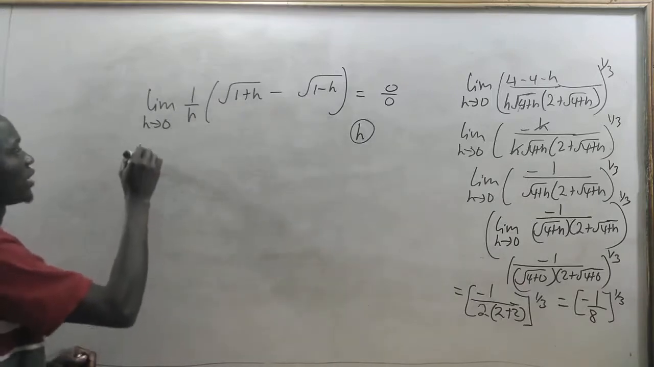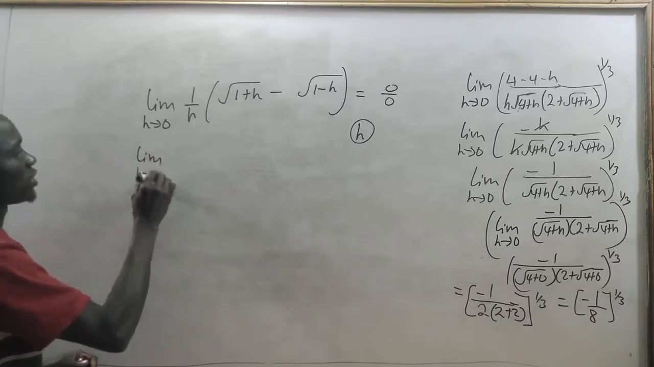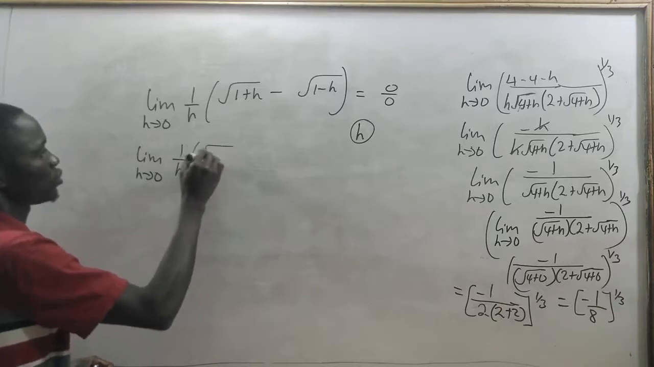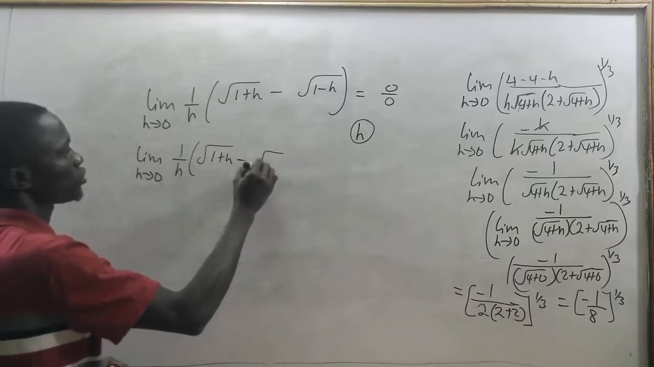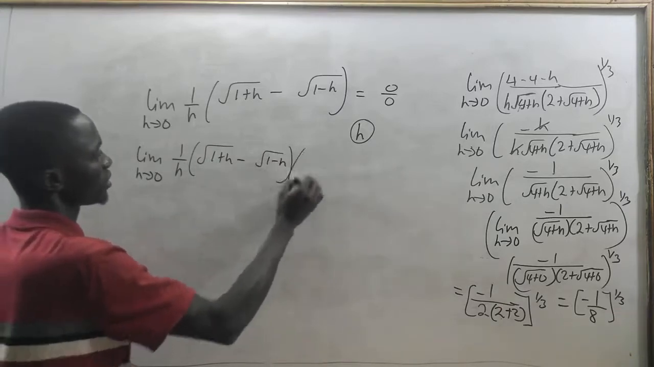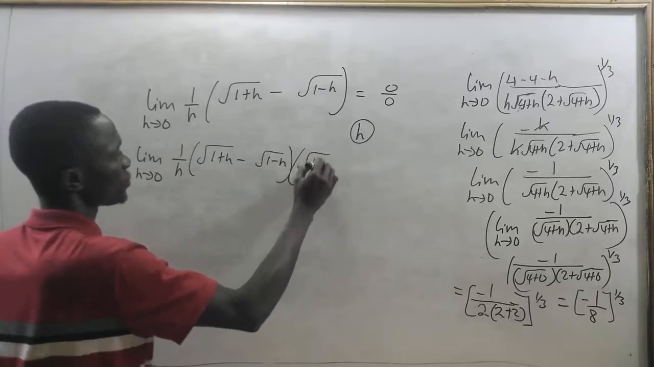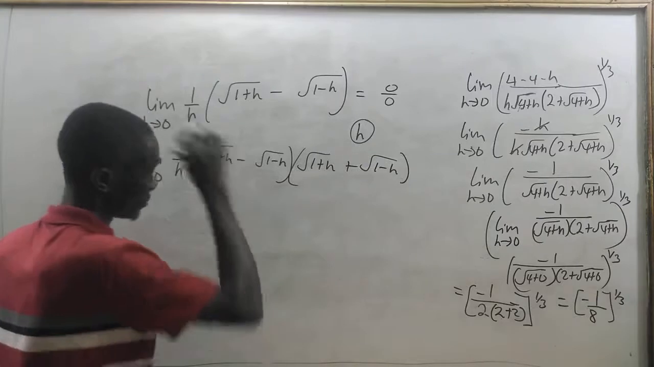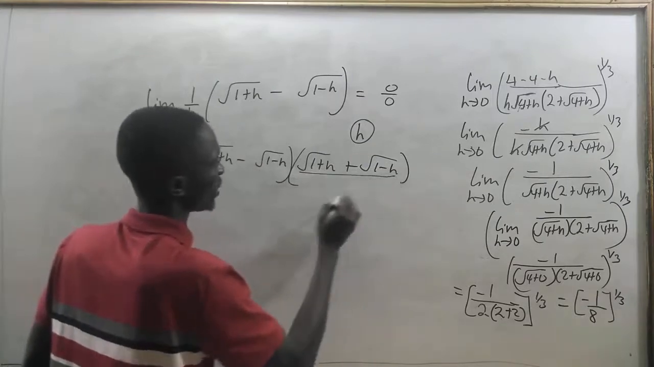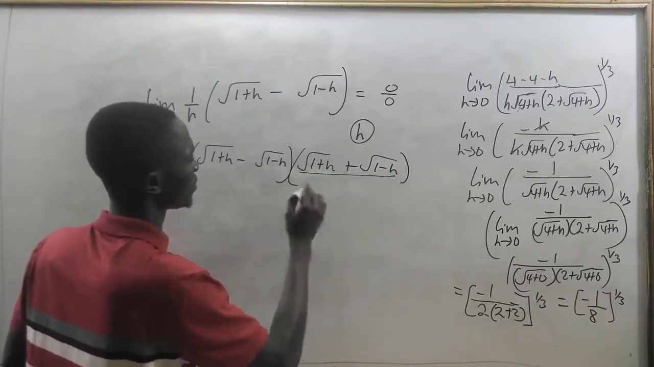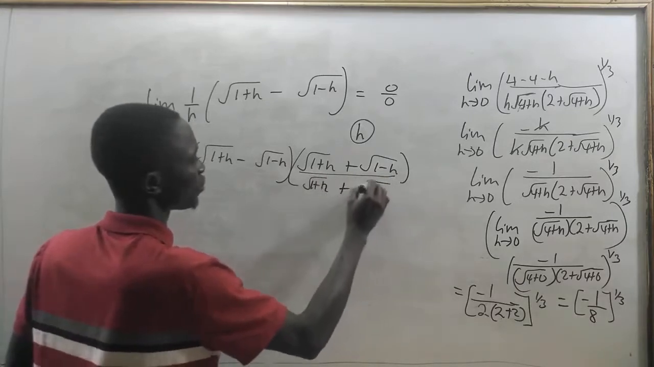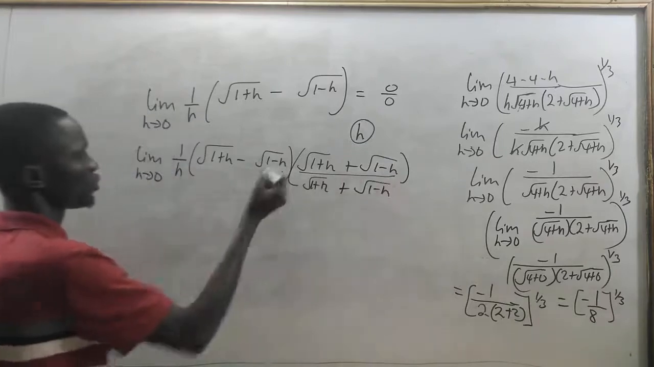Okay, so here you have the limit as h approaches 0 of 1 divided by h times the square root of 1 plus h minus the square root of 1 minus h, times the square root of 1 plus h plus the square root of 1 minus h, all divided by the square root of 1 plus h plus the square root of 1 minus h. So you multiply the top.